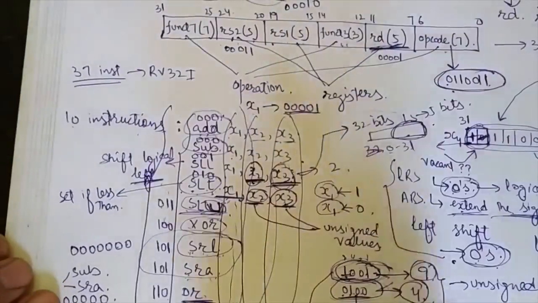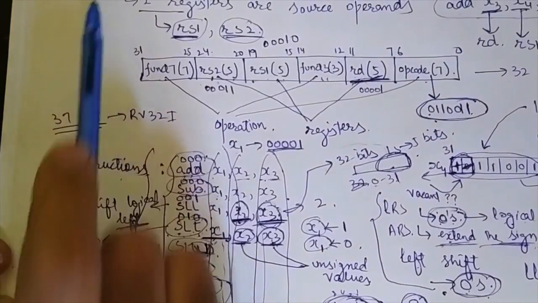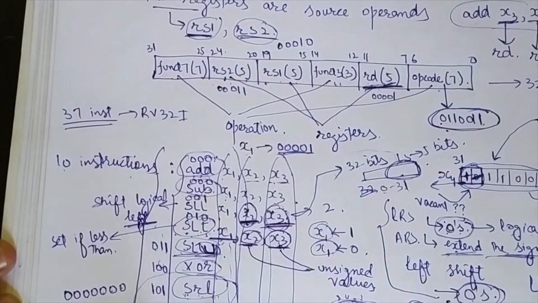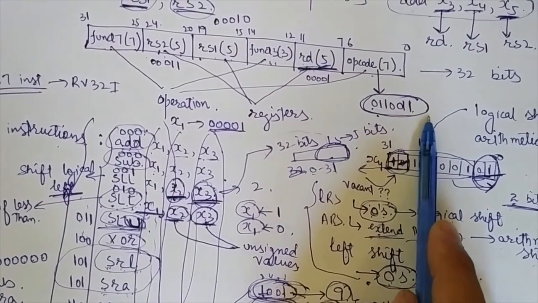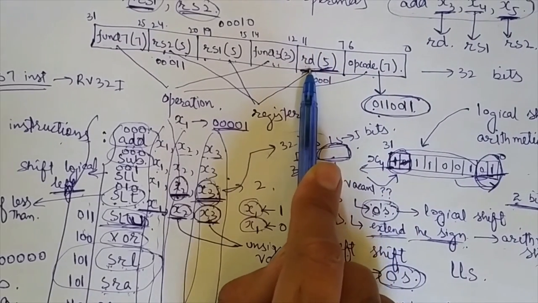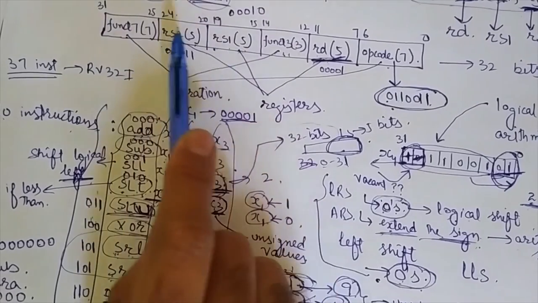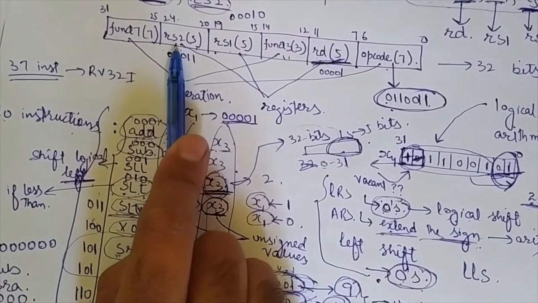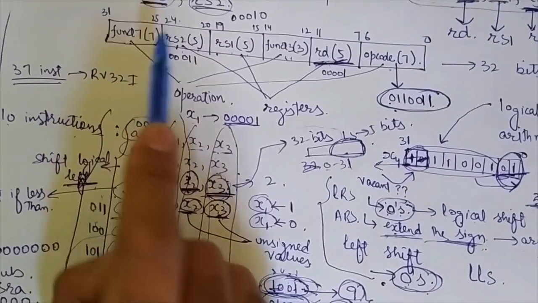How many instructions are there? There are 10 instructions in R format. For every instruction, what is the opcode? Opcode is 0110011. RD depends upon the destination register. RS1 depends upon the source 1 register. RS2 depends upon the source 2 register. Now remain FUNC3 and FUNC7.